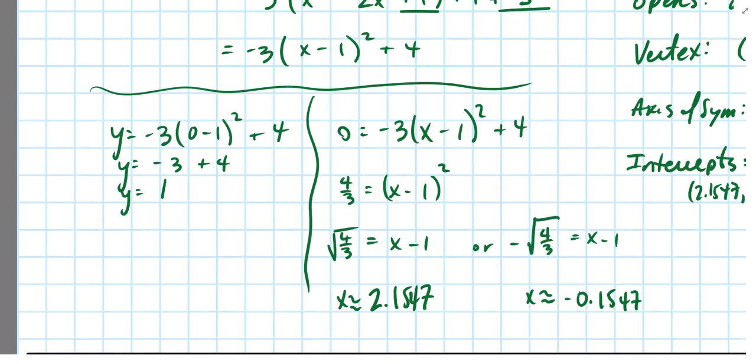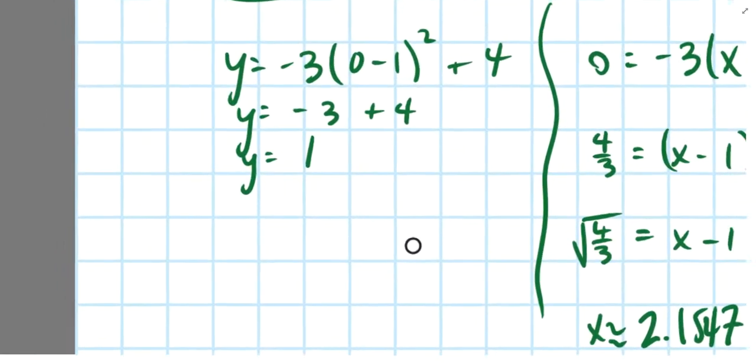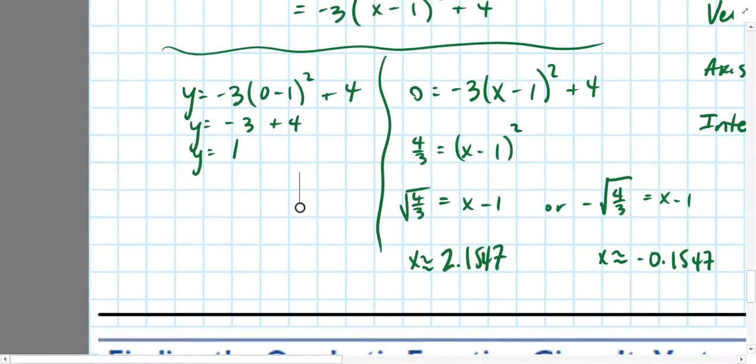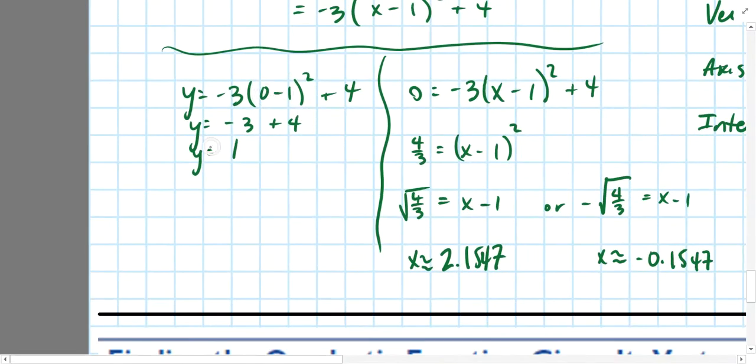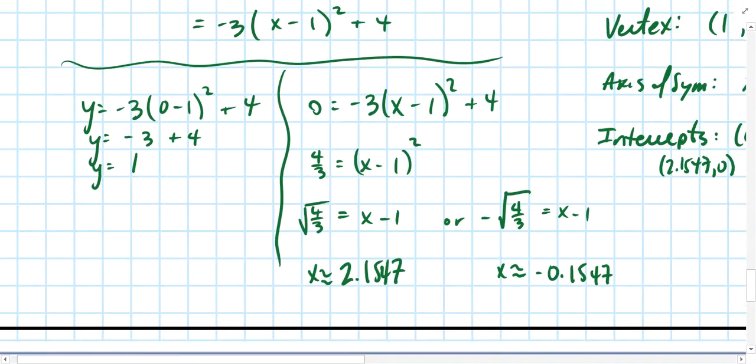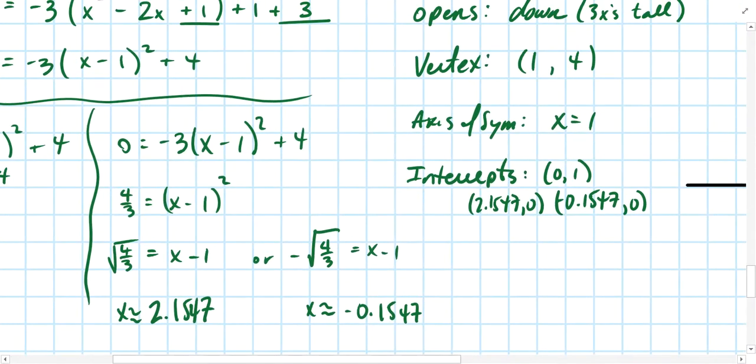The y-intercept occurs when x is equal to 0, so that calculation is shown here. When x is changed to 0, we can simplify and find that y is equal to 1. So we now have a y-intercept at 0, 1.